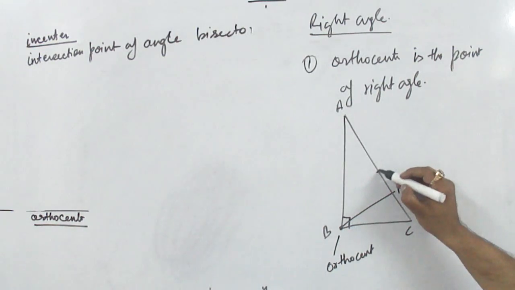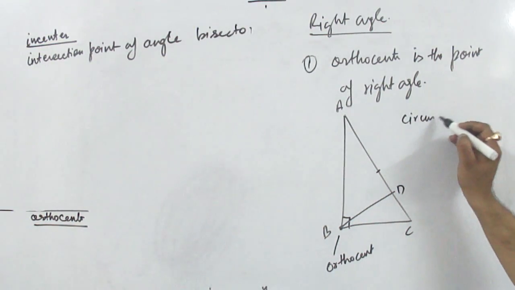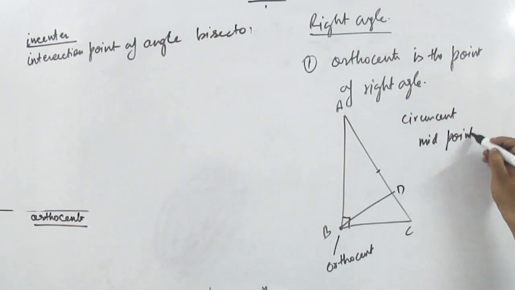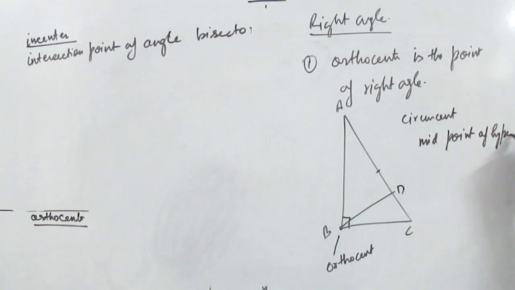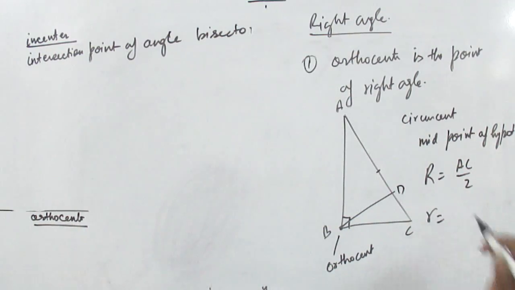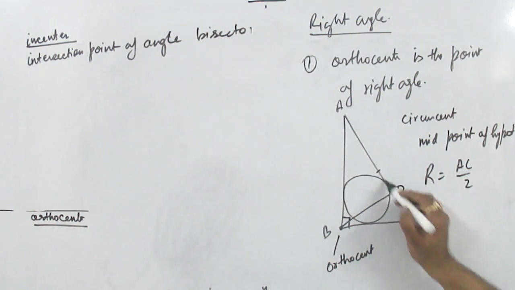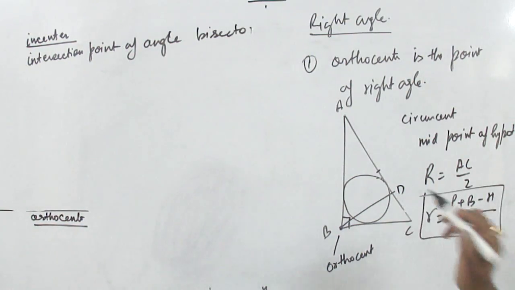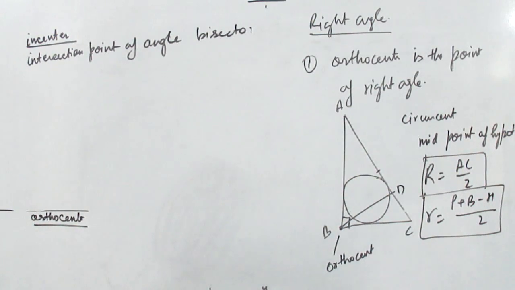And one more important thing, circumcenter is the midpoint of the hypotenuse. So R would be AC by 2 and small r, that is inradius, is perpendicular plus base minus hypotenuse by 2. This formula is important for all examinations. Note it down. In case of right angle triangle, inradius and circumradius can be calculated using these two formulas.